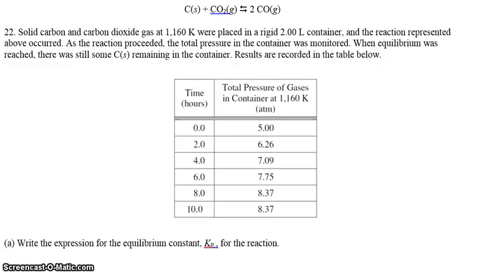This is the second video for our Chapter 15 AP exam study. Here we'll take a look at the first free response question. So we have solid carbon and carbon dioxide gas at a high temperature placed in a rigid 2-liter container.